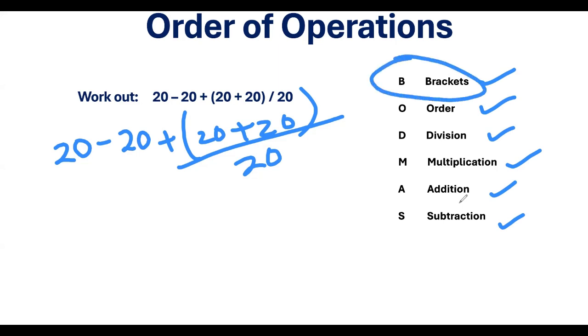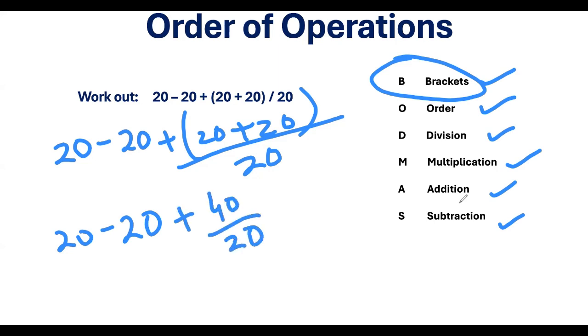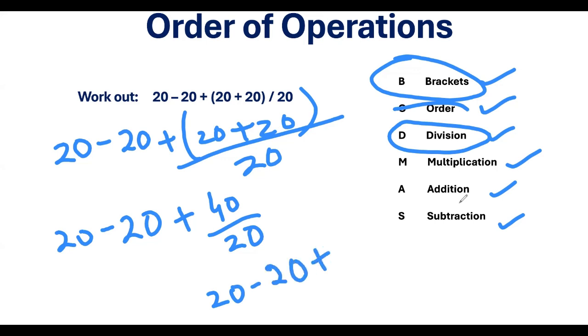Brackets to be done first. So I'm solving the brackets. 20 plus 20 will give you 40. Now there is no order here. Is there any divide? Yes, we have a divide here. 20 minus 20 plus 2. 40 divided by 20 is 2. Then you have to check for multiplication. No, we cannot find any multiplication here.